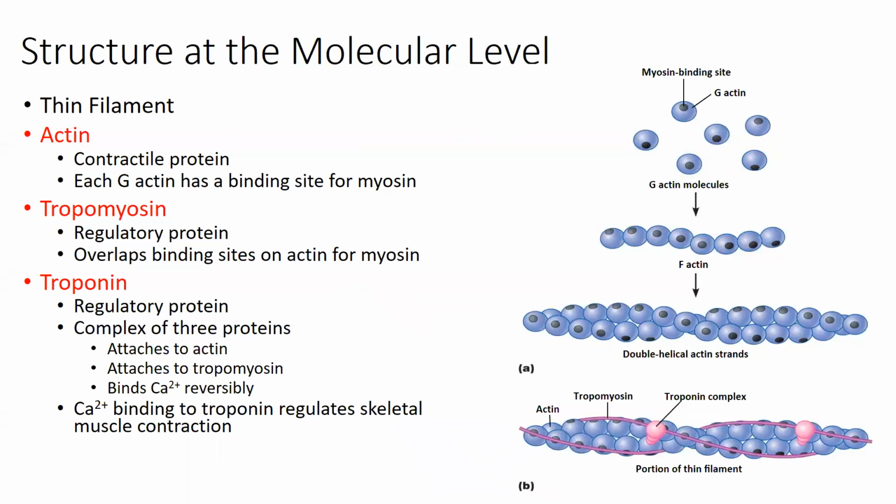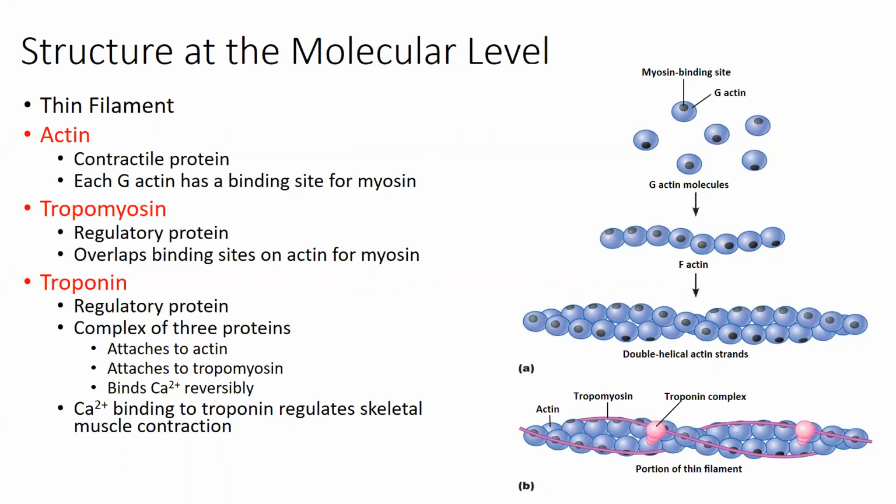Now, when these monomers line up together, they form F-actin. And F-actin means that it's now a fibrous protein, or it's forming a filament here. Okay, now two F-actin molecules are going to intertwine around each other. Okay, they're going to wrap around each other to form this double helical actin strand. Okay, let me repeat that. We had monomers of G-actin lining up together like pearls on a string to form F-actin. Two F-actin molecules wrapped around each other to form the double helical actin strand.